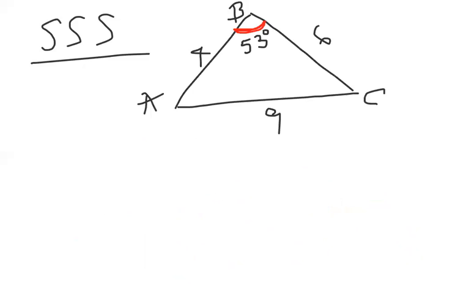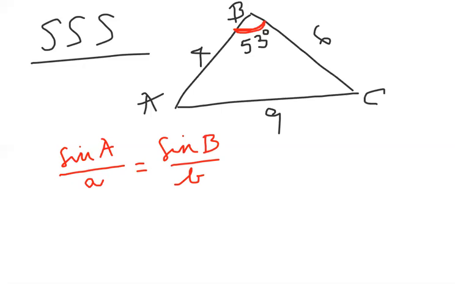So in the case of this one right here, I think I'm going to figure out angle A next. So to figure out angle A, I'm going to use the law of sine. So I'm going to do sine A over the length of side A. That's going to equal sine B over the length of side B. So I'm going to fill it in. Sine A, I don't know what the value of A is.